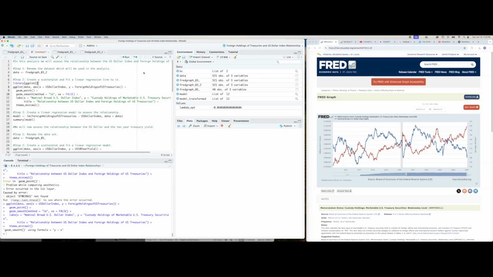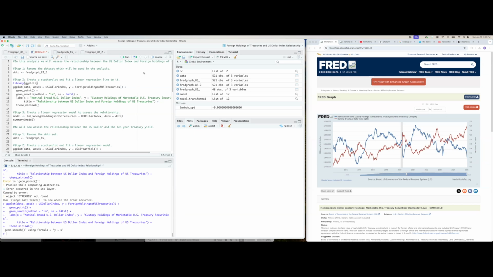Because as the US dollar index becomes stronger, foreign holders of US Treasuries may want to sell the US Treasuries that they hold in order to have more dollars that they can then use to support their local or domestic currencies.